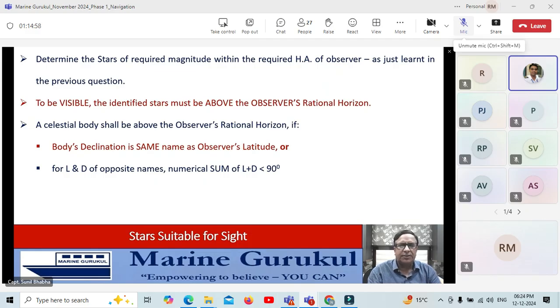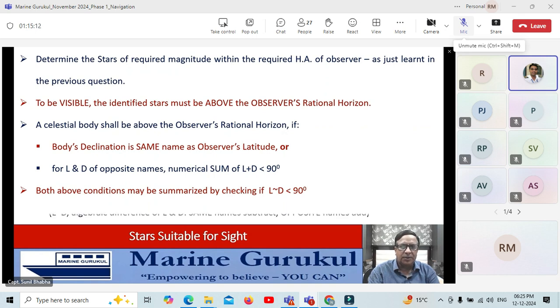Now, both these things can be summed up in one condition, wherein we find out the L difference D, the difference between latitude and declination, and if the difference is less than 90 degrees, the body shall be visible. What do we mean by L difference D here? Please note, it means we are talking of the algebraic difference between latitude and declination. And algebraic difference means that if they are same names, you subtract, and if they are opposite names, you add. If the algebraic difference is less than 90 degrees, the body shall be above the rational horizon and hence visible.